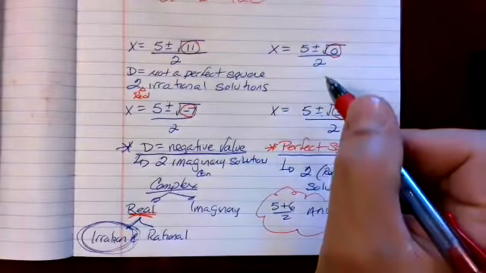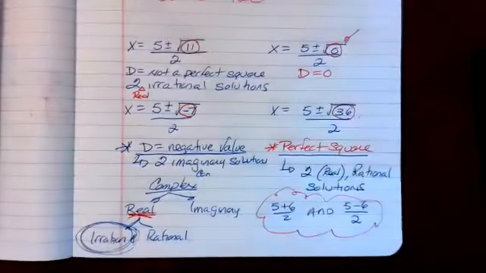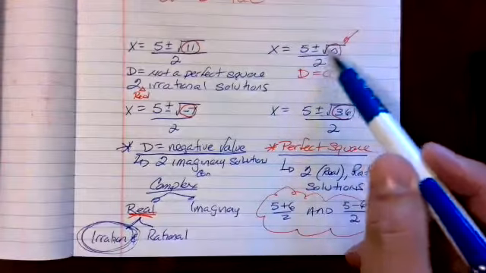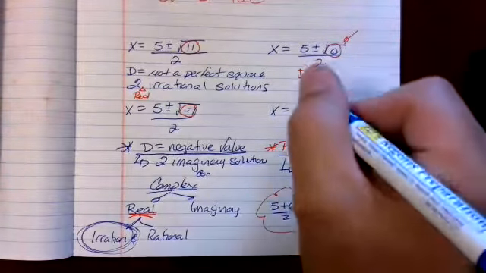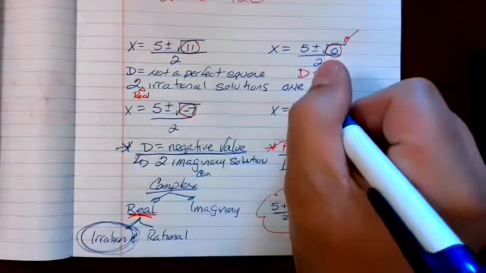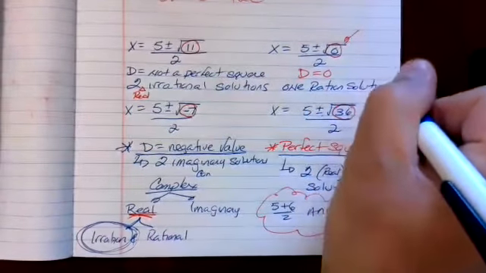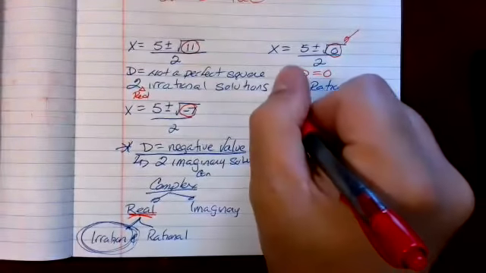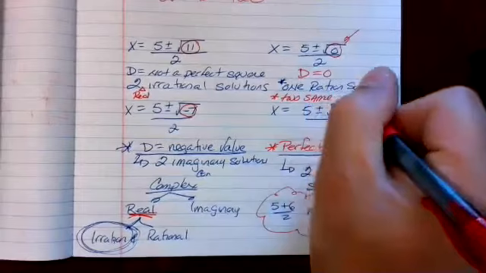And in this last scenario, you have a discriminant of 0. Well, if you have a discriminant of 0, you're going to have 5 plus 0, 5 minus 0. So really, you're just going to have 1 rational solution, or depending on your textbook, some say two of the same solutions.